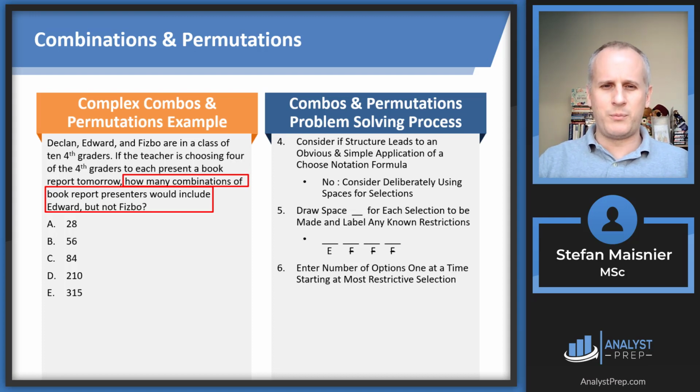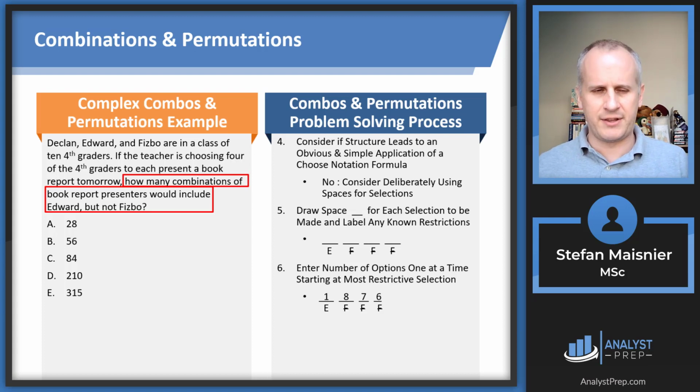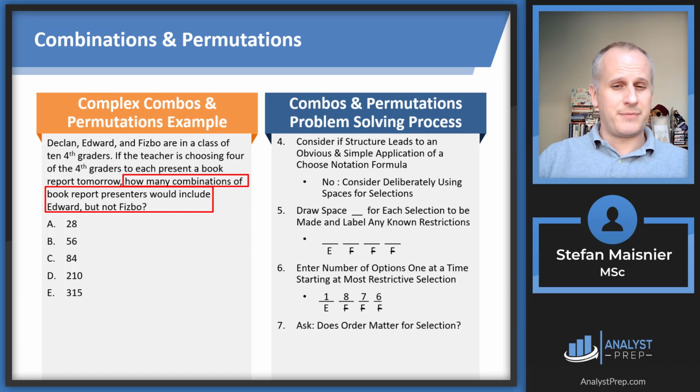Now, when we take Edward out, because you can't have Edward being selected twice, and we don't have Fizbo, then it's going to be 8 students that are left for the first not Fizbo spot, 7 students left for the second not Fizbo spot, and then 6 for the third not Fizbo spot. So we just have 1 as the number of selections of Edward, then 8 left that are not Fizbo, then 7 left, and then 6 left. Then we have to ask, does order matter for the selection?